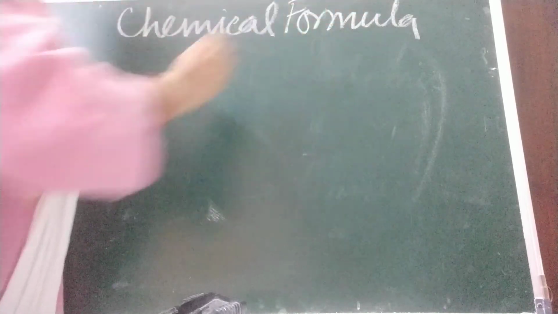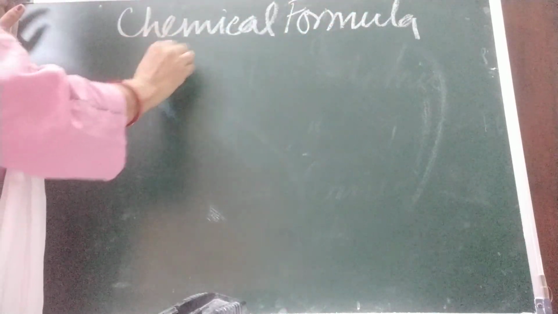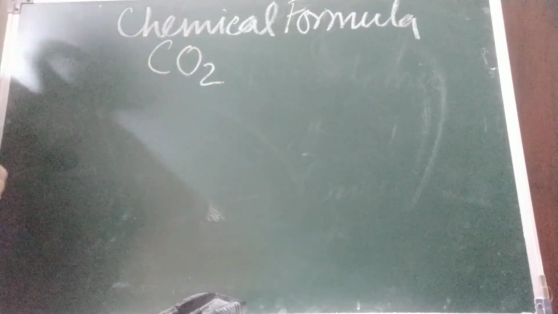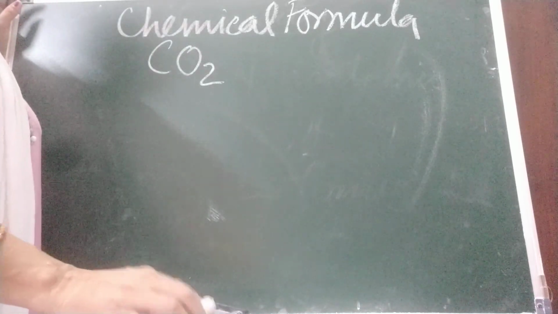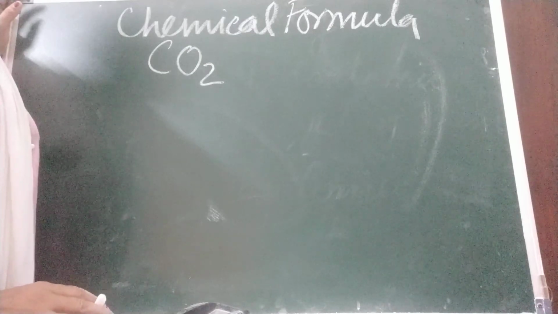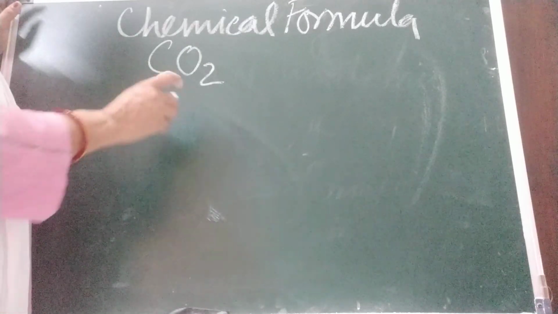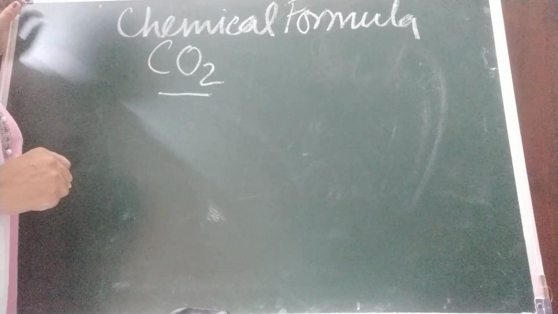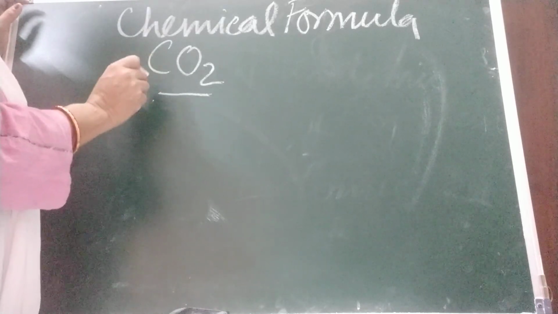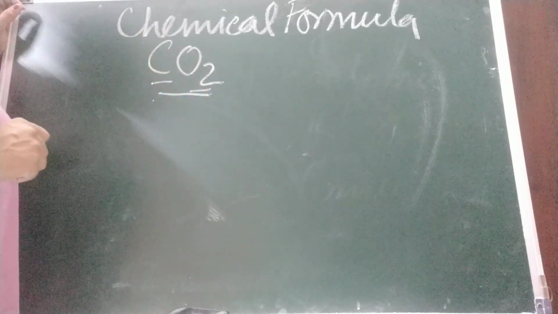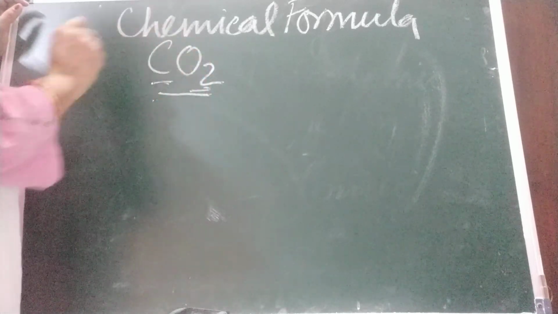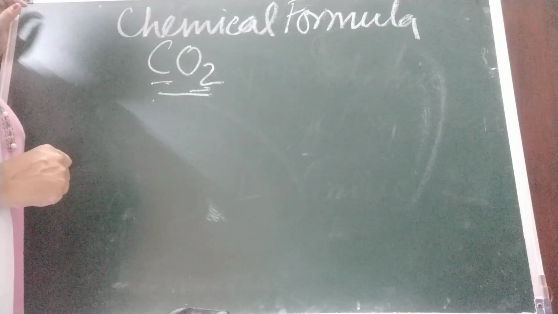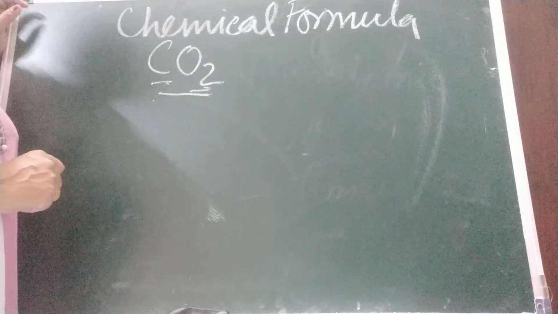What is a chemical formula? When we write any compound like CO2, this is the chemical formula of carbon dioxide. So what is a chemical formula? The representation of a molecule of a compound using chemical symbols. Carbon is a symbol, oxygen is a symbol, of its constituent elements. This is called a chemical formula.